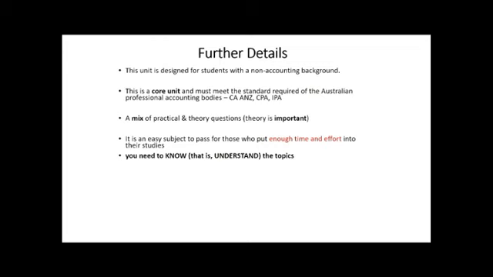This is a core unit. The core unit means that you have to successfully complete this unit if you want to get membership of any accounting body in Australia. The accounting bodies in Australia are Chartered Accountants Australia and New Zealand, CPA and IPA. So if you're doing a Master of Professional Accounting or a Master of Commerce or any course with a major in accounting, you have to complete this unit successfully. So this is something that you need to take into account when you are doing this unit.